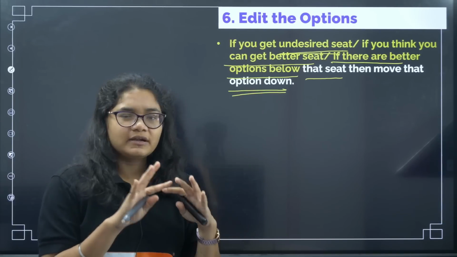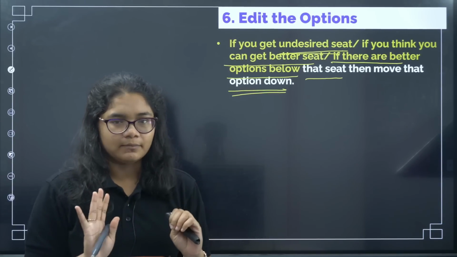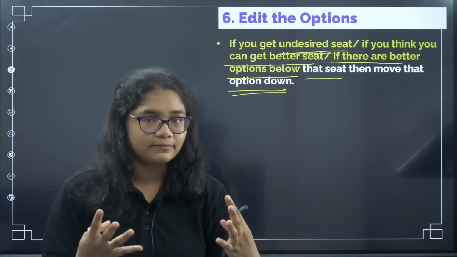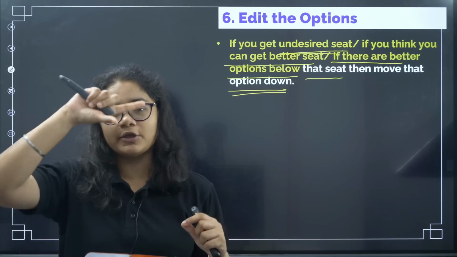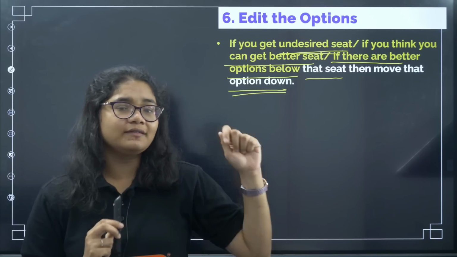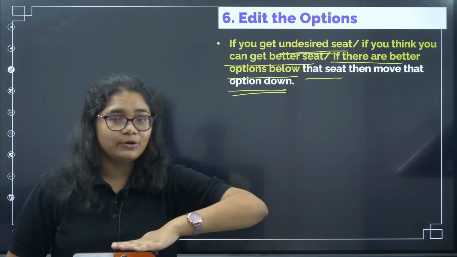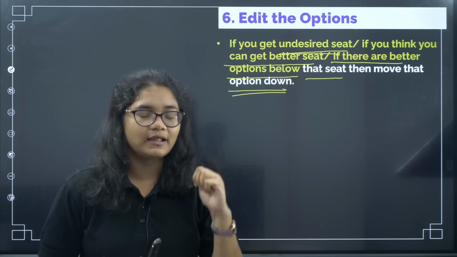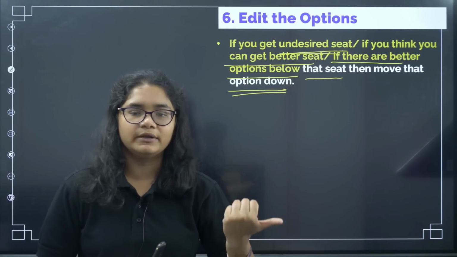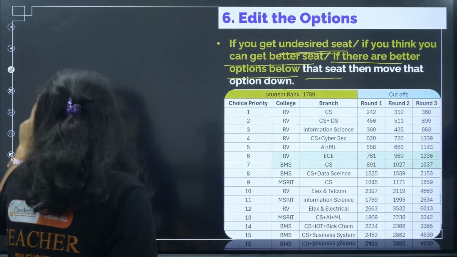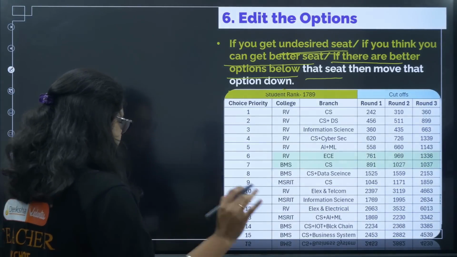If you are not very happy with the seat that you have got, and you think you can get a better seat, you are having hope with your calculation of cutoff, you think that a better seat can be there, or there are some better options which are below the college that you have got, in those cases you need to edit the options. So I'll give the same example again, we'll take a different case study here.